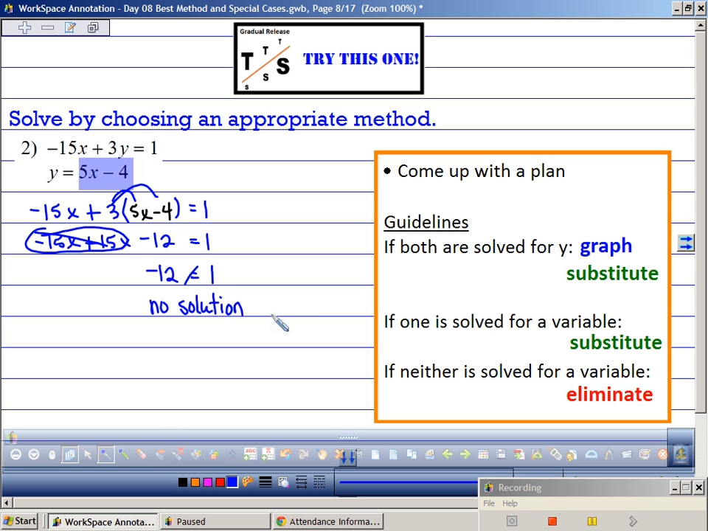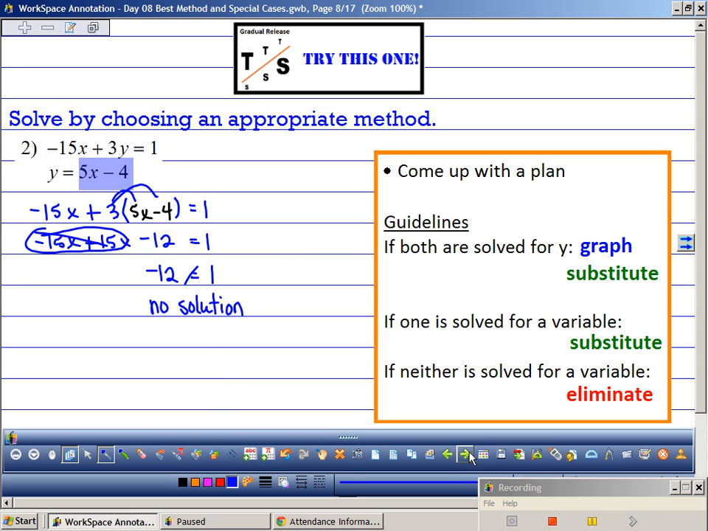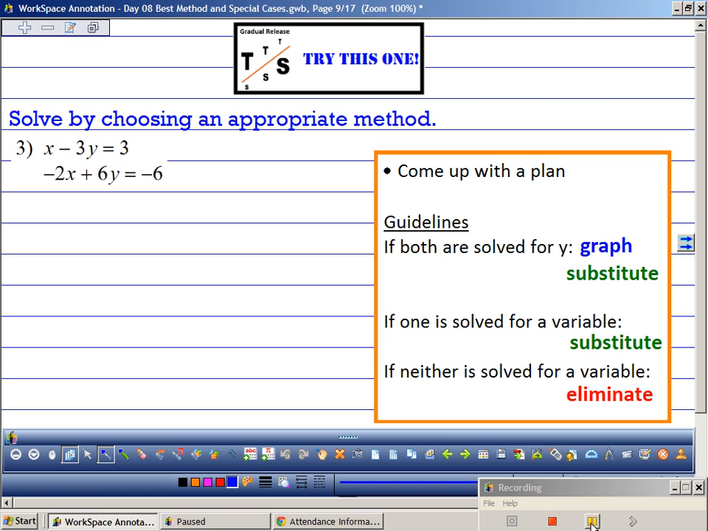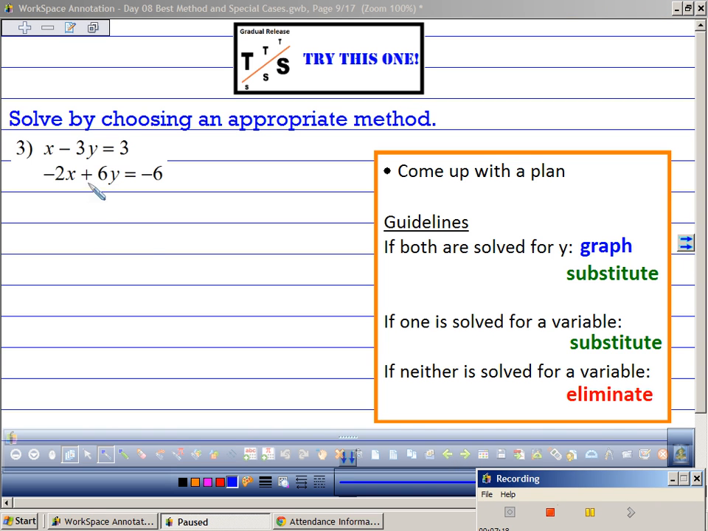Questions on how I did that? There's more than one way to do this one, right? Did anybody use a different method? No? Okay, let's move on to the next one. Why don't you guys try this one on your own? Okay, so how about Dylan? Dylan, what did you choose?